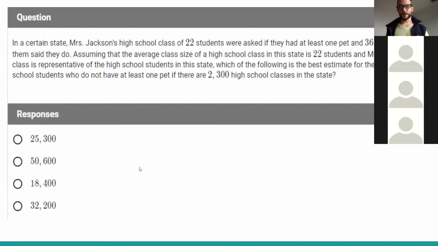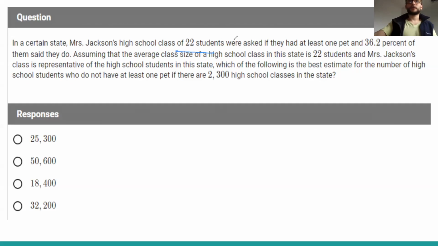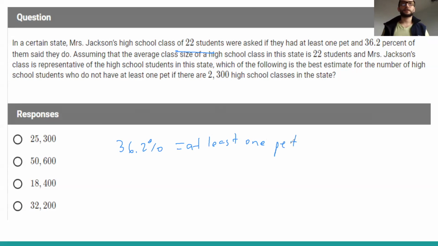Here we have a certain high school class of 22 students that were asked if they had at least one pet, and 36% said they do. So let's say 36.2% have at least one pet. Then they're saying, assuming every class in the high school is its size of 22 students, Miss Jackson's class is representative of the students in the entire state.